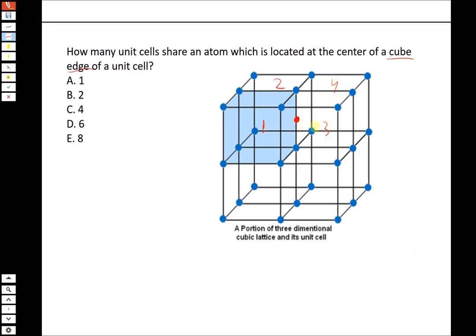So there's 4 cubes that share this one edge here that I put the red dot in. So when you have an atom that's located on the edge of a unit cell, it's going to be shared by 4, and that's why we count it as 1/4 when we're counting. Alright, so that's going to be the edge position.